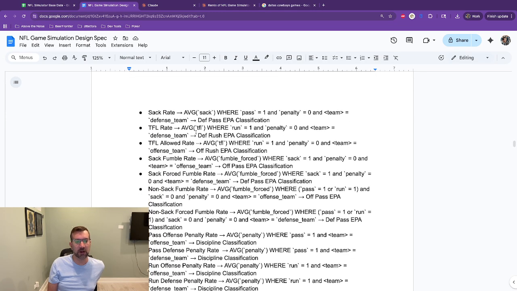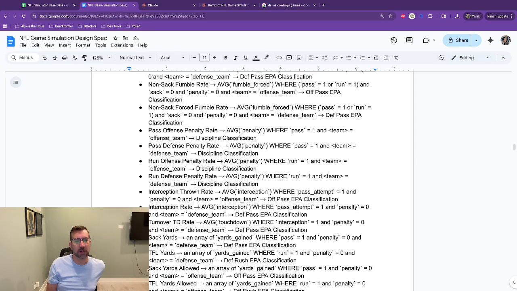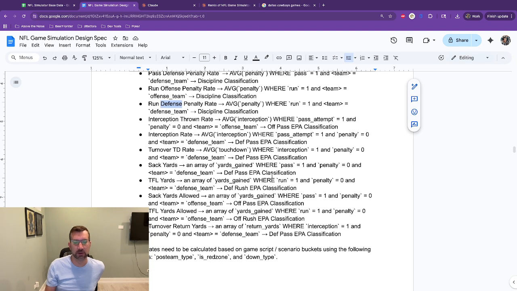It actually impacts all these rates here. So sacks, tackles for losses, forced fumbles, penalties, because now, right, you're going to be holding maybe more when you need a first down. So now that it's not a pre-snap penalty, penalties actually do change based on the down. Interceptions, and then the yards. So again, data dictionary, giving it all the logic it needs.